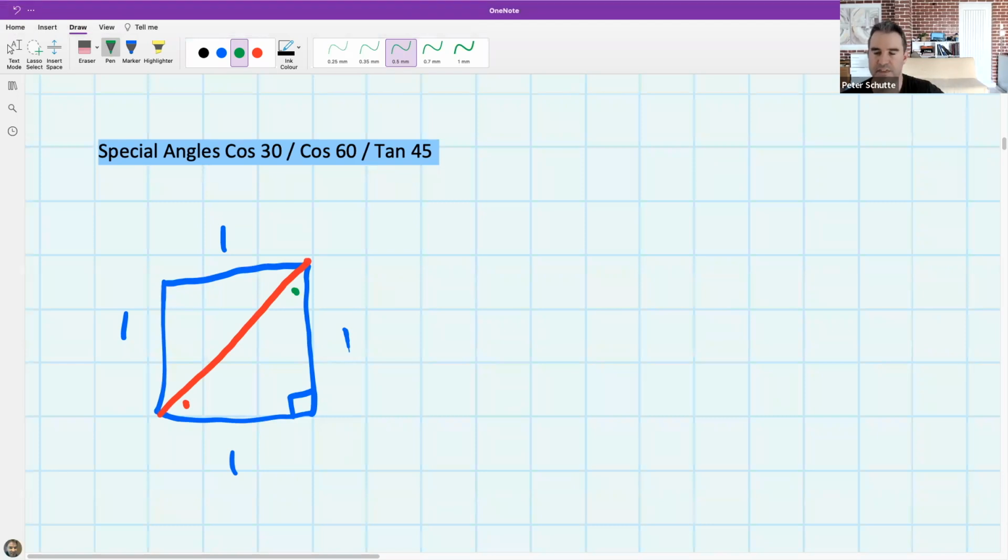Hi, Faith. How did you figure out what the green and red angle are? Hi, sir. Hey. How are you, sir? Very good, Faith. Very good. Thank you. Since it's a square, sir. Yeah. So each angle will be 90 degrees, right?